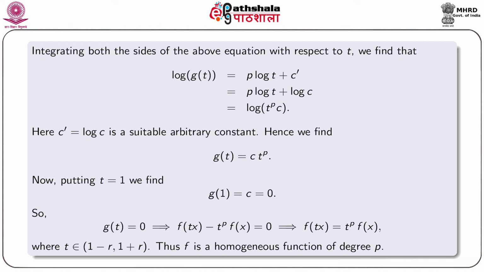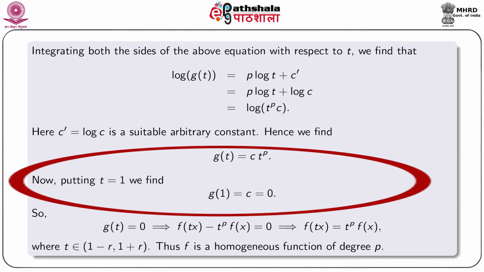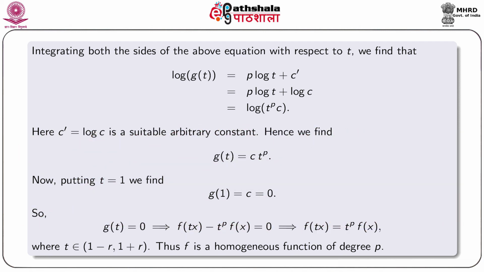Now, if we put t equal to 1, then we find that g(1) equals c, and it is 0. So g(t) equals 0, and we find that f(t x) minus t to the power p f(x) is 0, that is, f(t x) equals t to the power p f(x), where t is any number from the open interval (1 minus r, 1 plus r). Thus, f is a homogeneous function of degree p. Thus, the converse of Euler's theorem is proved.